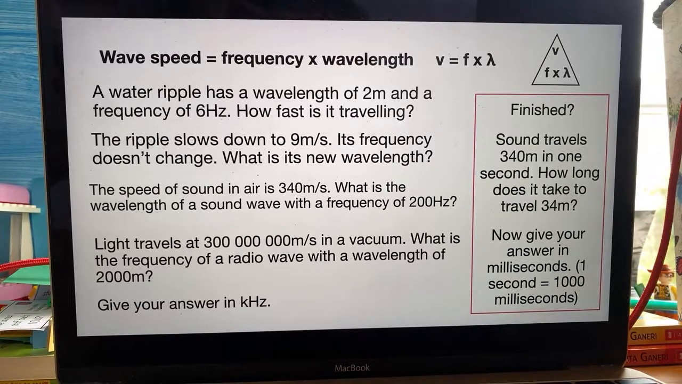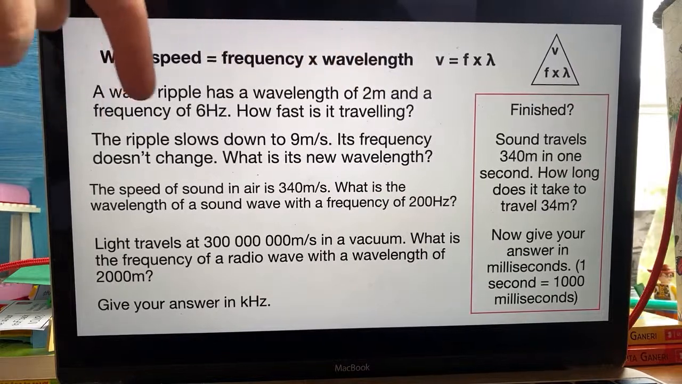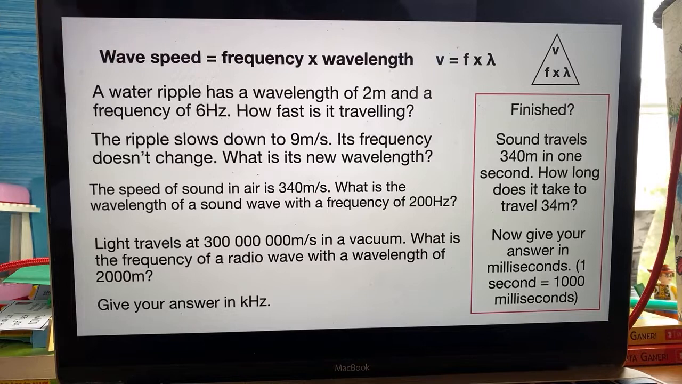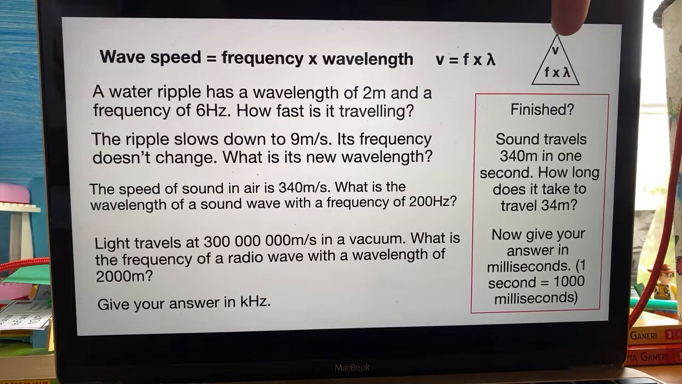A water ripple has a wavelength of 2 meters and a frequency of 6 hertz. How fast is it travelling? So you've got a wavelength, you've got a frequency, and you need a speed. Then you've got to start rearranging. The ripple slows down, it's a clue, to 9 meters per second. Its frequency doesn't change. What is its new wavelength? So you've got to know that wavelength is speed divided by frequency for that one.